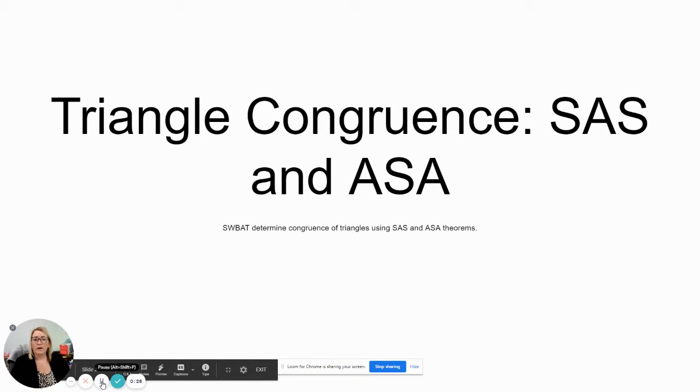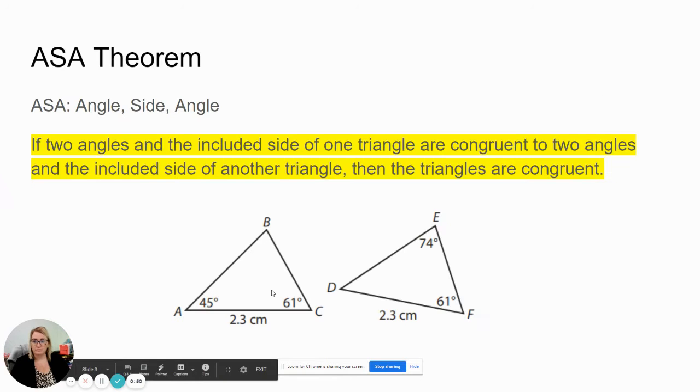Okay, so we are going to start working through some different theorems, or in other words, you might hear them called a postulate. It basically is a rule for how to determine if things are congruent. The two we're going to work on today are SAS, which is side, angle, side, and then ASA, which is angle, side, angle. We're going to start with the ASA theorem.